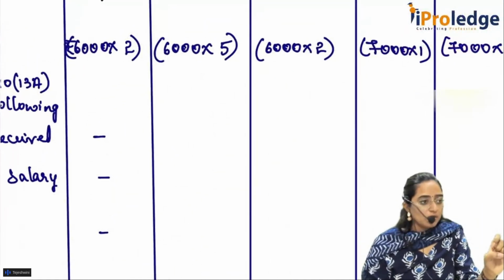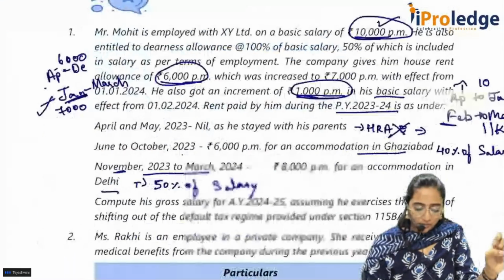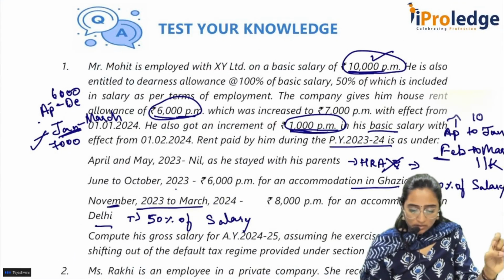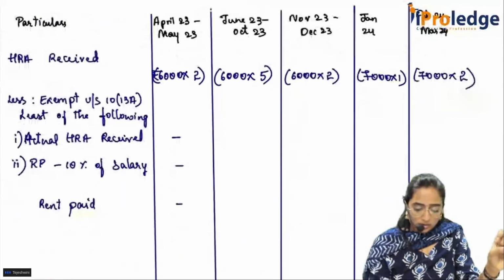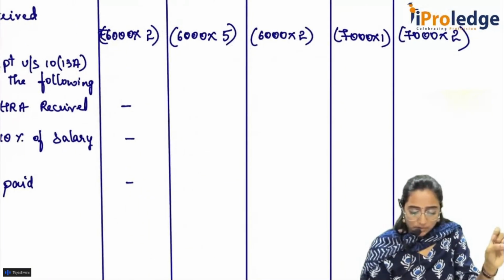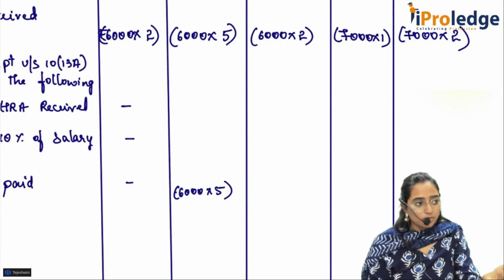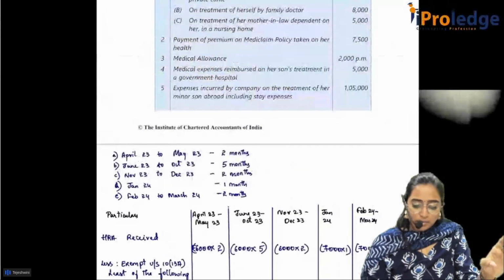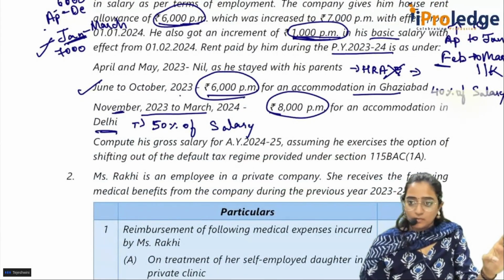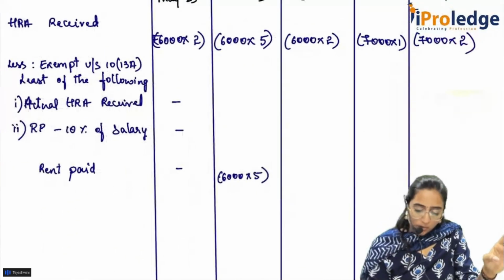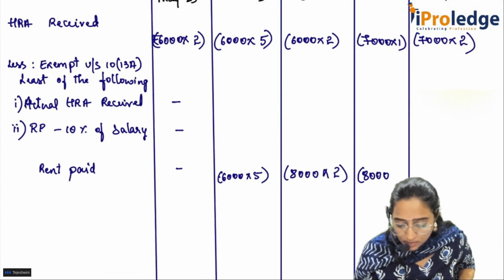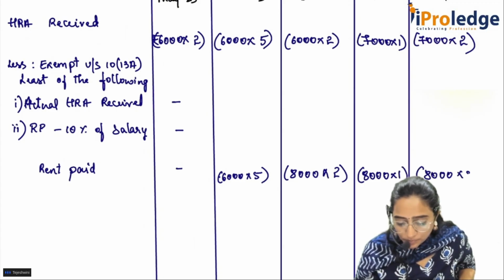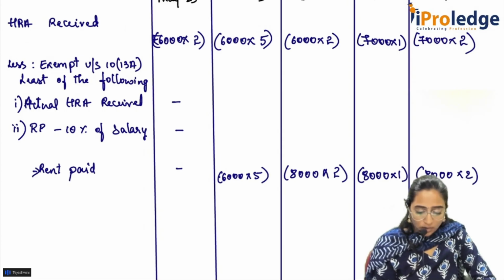Great. So tell me for the second one, people. How much is that fellow paying in the months of June to October? Yes, 6,000 per month from June to October. Everyone, how much is the rent that fellow is paying? 6,000 multiplied by 5. After that, how much was he paying? 8,000 per month in Delhi. Clear? So afterwards, this fellow keeps on paying how much? 8,000. 8,000 multiplied by 1, 8,000 multiplied by 2. Clear?